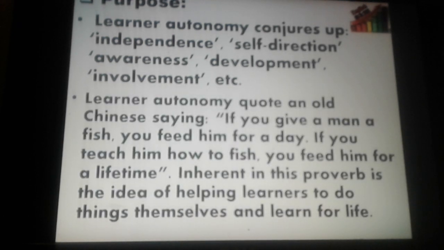Another purpose is learner autonomy. There is a Chinese saying: if you give a man a fish, you feed him for a day. If you teach him how to fish, you feed him for a lifetime. Inherent in this proverb is the idea of helping learners to do things themselves and learn for life. So from this quote, we can understand that this technique will help students to learn for life, not just for a short period, which is the education period.